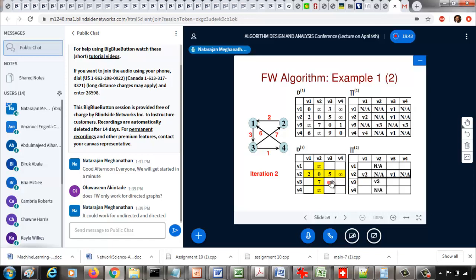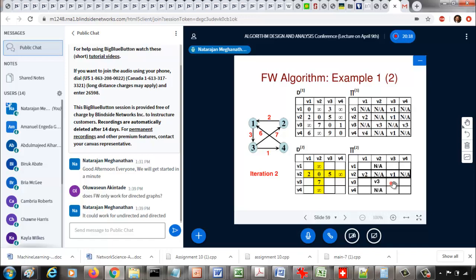Now for this cell, currently we have 0. So we have to decide whether we can do less than 0. For that we have to add the corresponding cells in the highlighted row and column. If you draw a horizontal line, it reaches here at 7 and this will reach here at 5. That means V3 to V3 through V2. V3 to V2 is 7, V2 to V3 is 5. So the sum 5 plus 7 is 12, not less than 0. So we stay with 0, and whatever is the predecessor we have here, which is not applicable, we write down here.